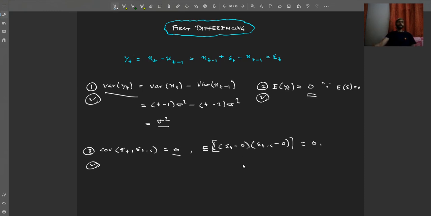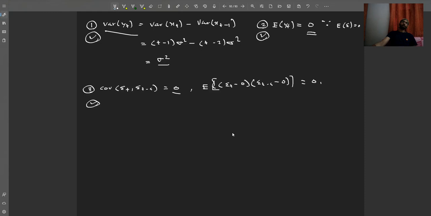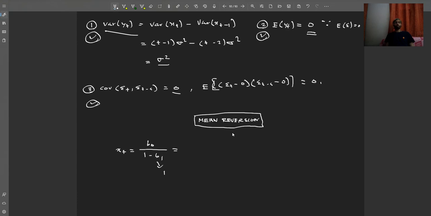One more thing, if you want to confirm the covariance stationarity, is the mean reversion point. So the mean reversion point for the non-first differenced model looks something like this. Xt is equal to b0 by 1 minus b1, right? Here b1 is equal to 1 and b0 is equal to 0. So this entire value becomes 0 by 0, which is undefined.